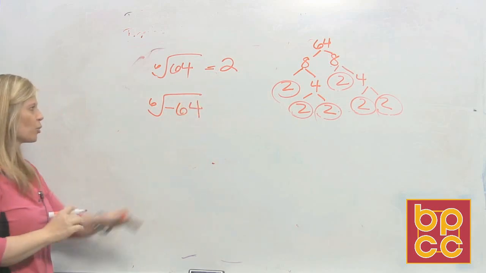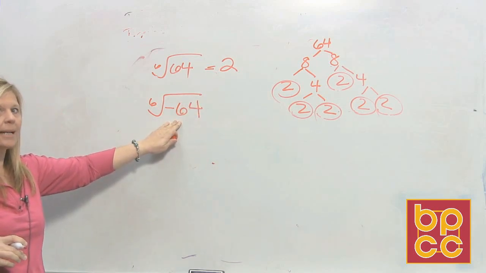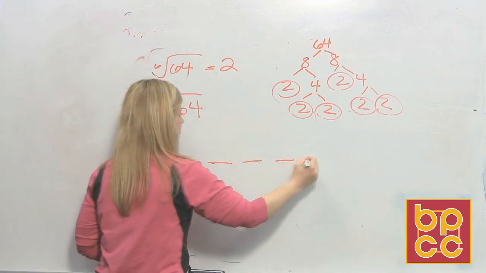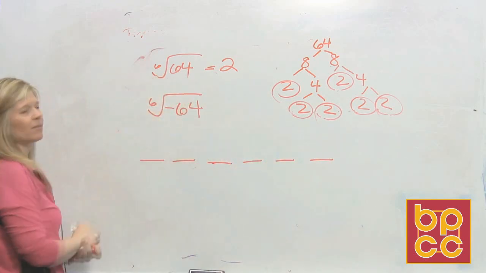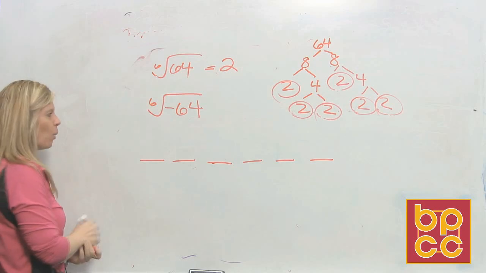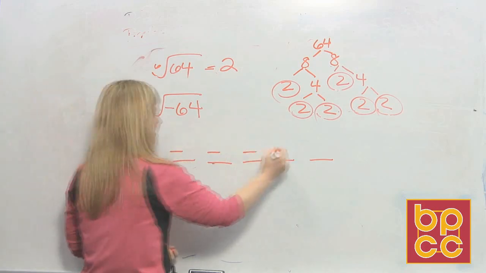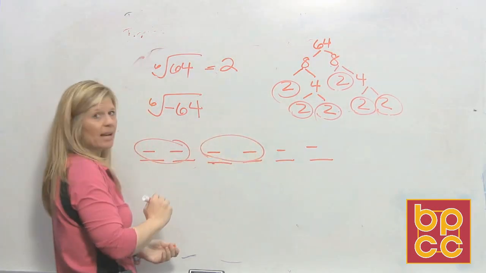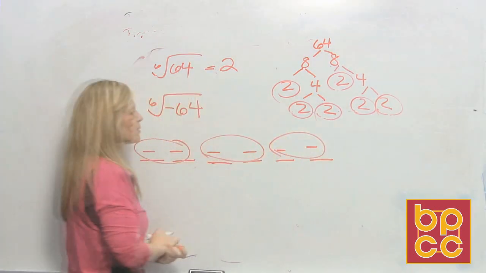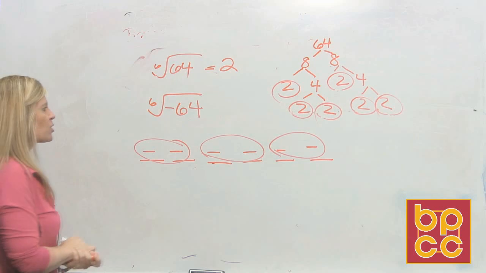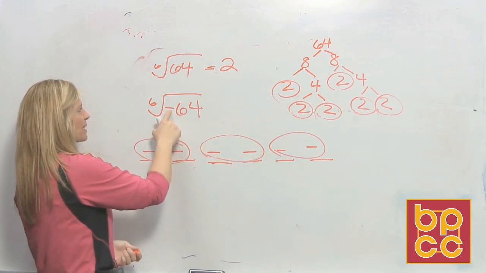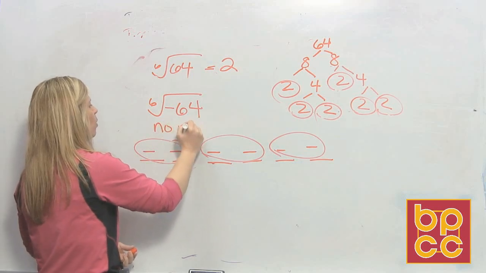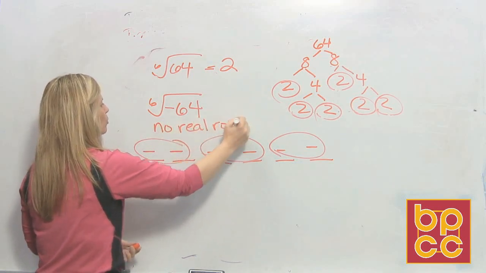Now, if you look at example 7, that says the 6th root of negative 64. Can you multiply the same number 6 times to get a negative 64? There's no way. Even if you put a negative out 6 times, a negative times a negative is a positive. There is no way to multiply a number 6 times to make a negative 64. So we say the answer is, if you can't do it, no real root.